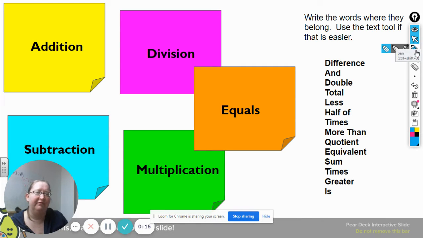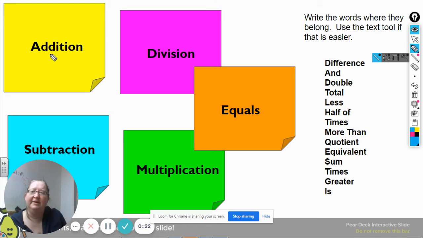All right. So these words mean to do certain mathematical things. Difference. What is the difference between two things? That means subtraction. And that means to add things together. 5 and 2 is 7, right? We add them. Double is multiplication. You times 2. Total. That's equals.